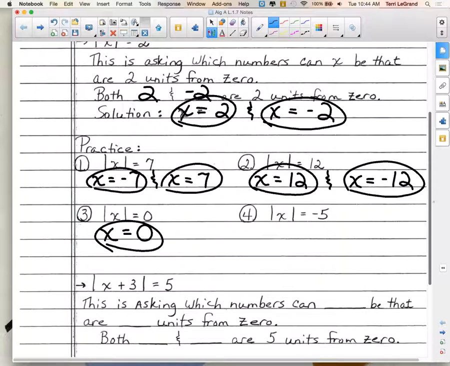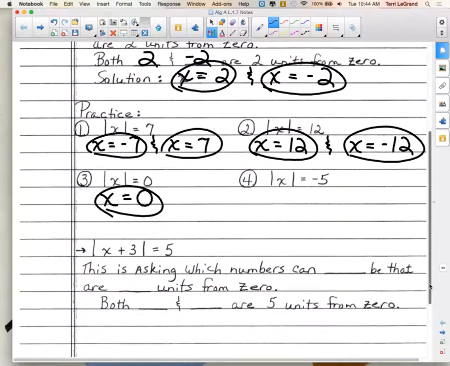We talk about distance always in positive. There isn't such a thing as negative distance. So in this case, we cannot find a number for x that has a negative distance. There isn't such a thing. So write this in your notes: can't have negative distance.